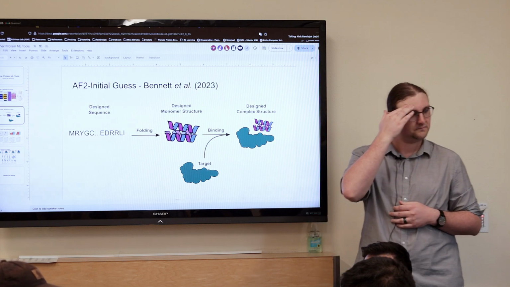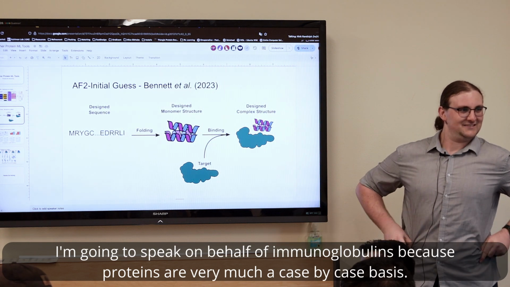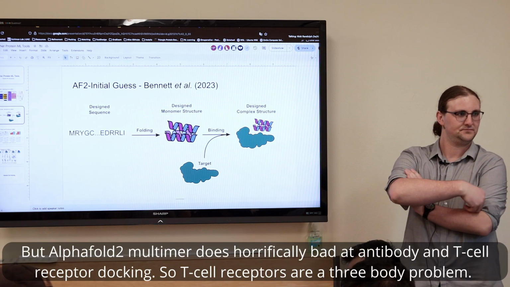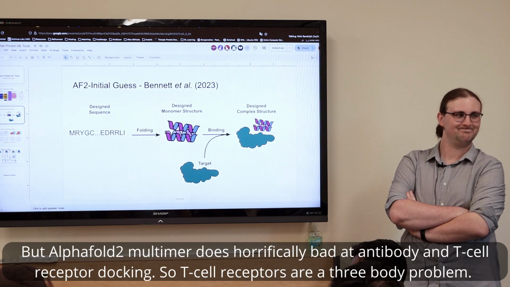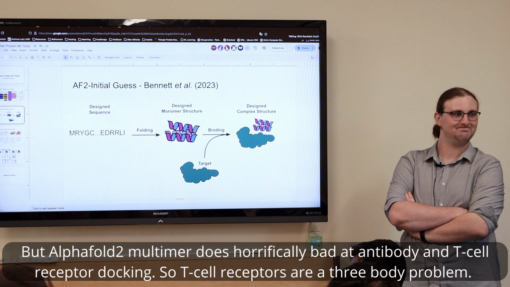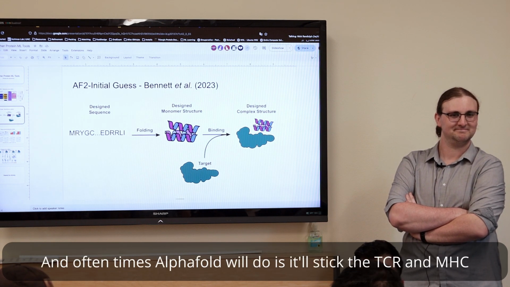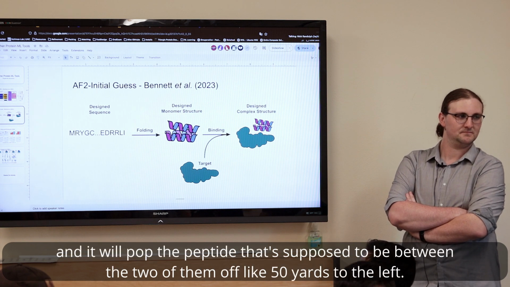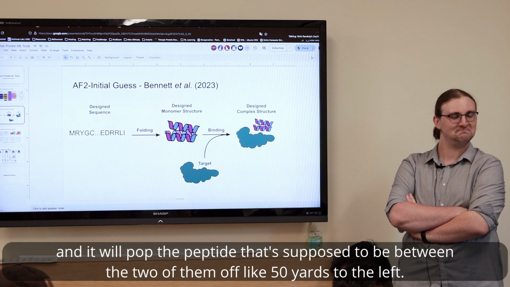I'm going to speak on behalf of the maintenance Chelsea, because proteins are very much a case-by-case basis. But AlphaFold 2 multimer does horrifically badly at antibody and T-cell receptor docking. T-cell receptors are a 3-body problem, and oftentimes what AlphaFold will do is stick the TCR and the MHC together, and then pop the peptide that's supposed to be between the two of them off like 50 yards to the left.